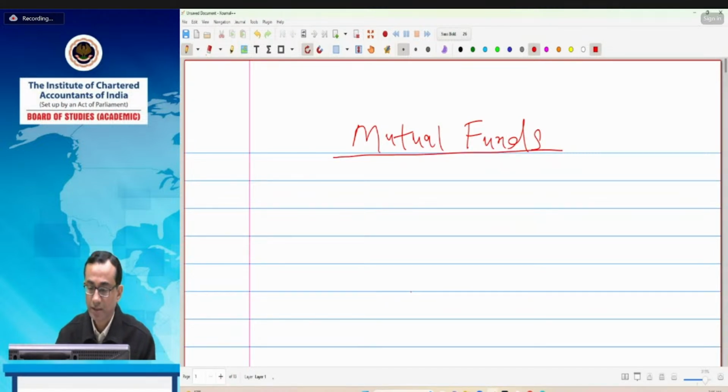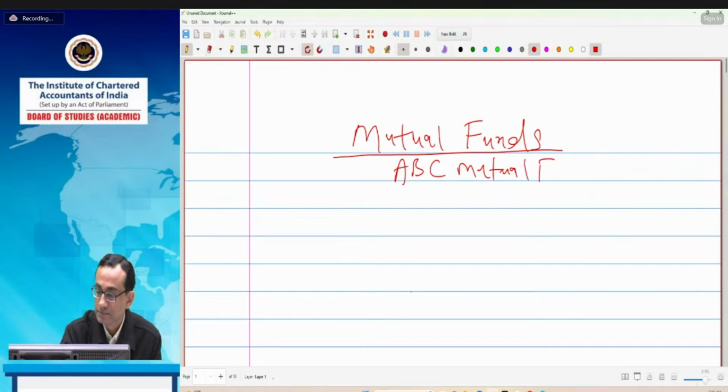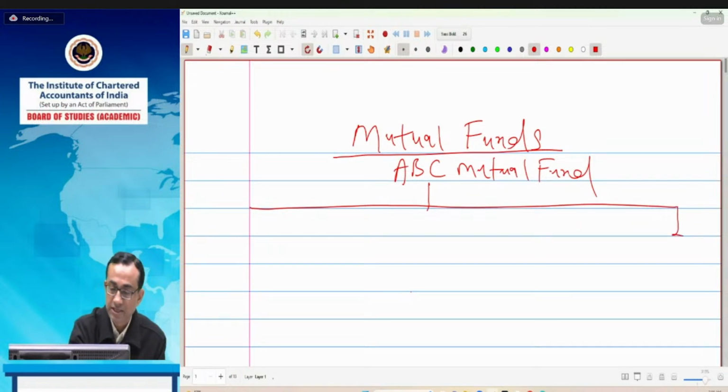So the first point is that the mutual fund pools money from various sources. So we can say that it pools money from, let us say, give a name to a particular mutual fund, say ABC mutual fund. And it pooled money from various investors. Actually, there are hundreds and thousands of investors. But for the sake of simplicity, I'm assuming that it has collected money from five investors. So from five investors, it collected some money.